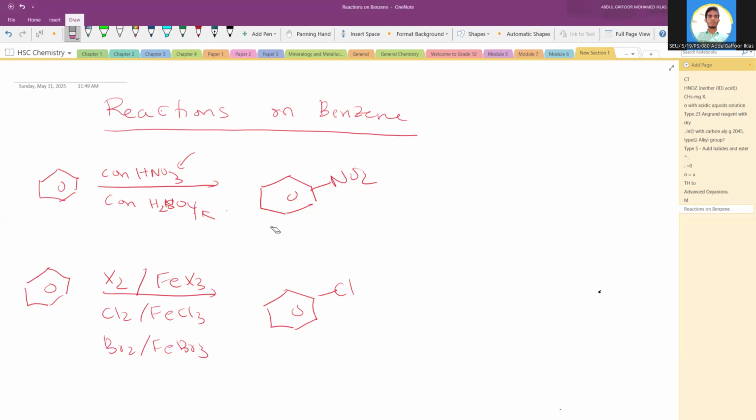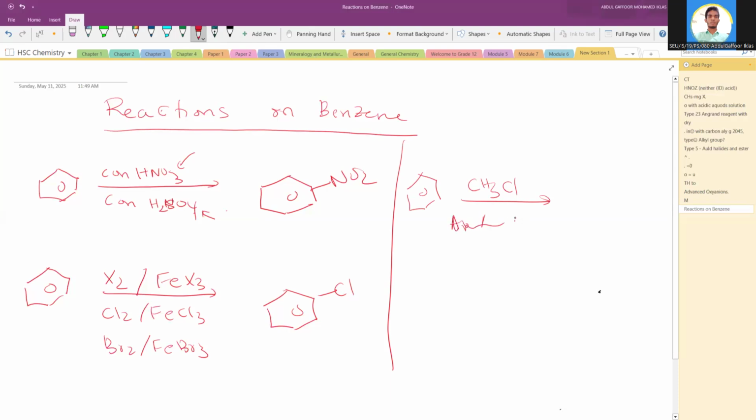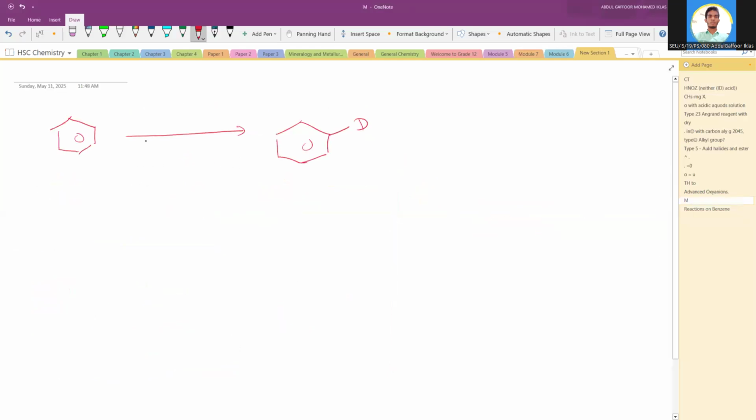And if you want to add an alkyl group, let's say we have benzene and want to add CH3Cl, you have to add anhydrous aluminium chloride, AlCl3. We will study these things in detail later, but I wanted to just introduce this. So you just know that if you want to add chlorine to a benzene ring, you have to add Cl2 plus FeCl3. Okay. Now we will come to this one.